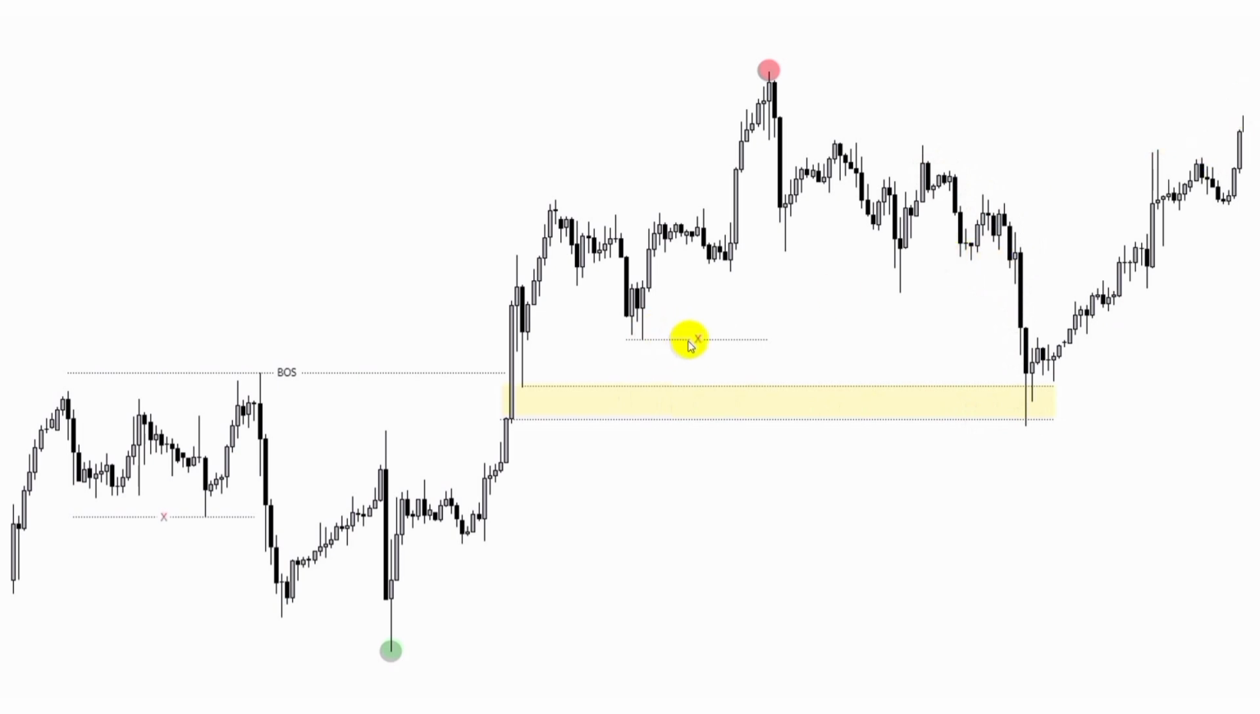This is our inducement. This is our internal range liquidity. Price took out the external. We want to see price return to take out the internal range liquidity and fill up any form of inefficiency.